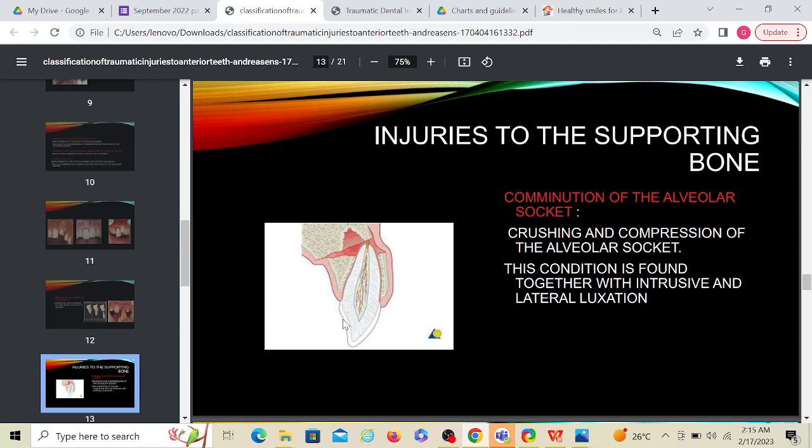Supporting bone structures fractured. The tooth is fine, the alveolar bone has fractured. The entire segment of the alveolar bone would be movable. This becomes a complicated solution. So, as a general dentist, if you're not able to splint the alveolar bone, please refer to the oral maxillofacial surgeon.